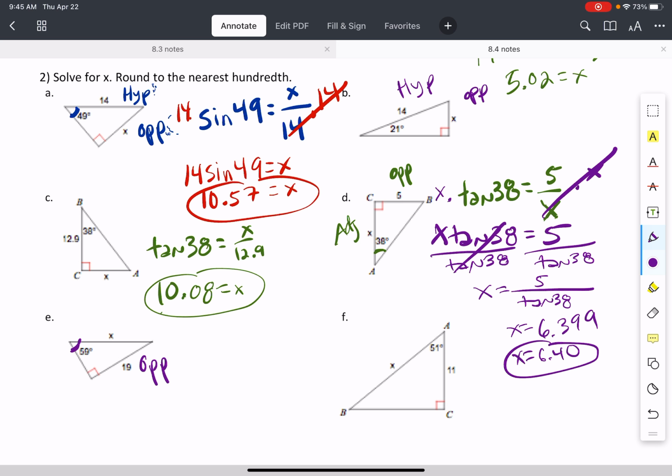Opposite, adjacent, or hypotenuse? Okay, so then I'm going to decide which of my trig functions to use. Sine, cosine, or tangent? Good. Sine. Do I put the 19 inside the sine? No, the angle, right? So the 59. And then I do opposite over hypotenuse. Okay?